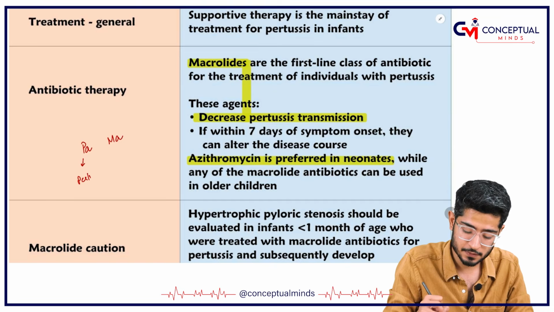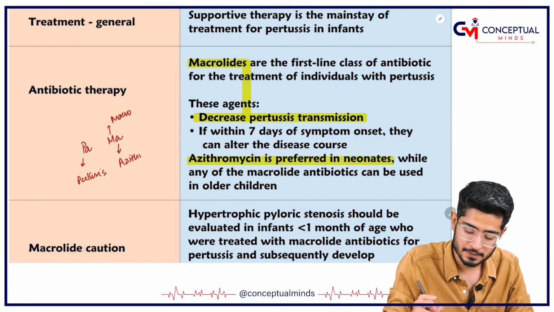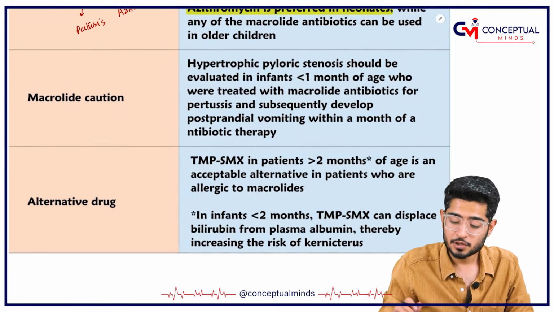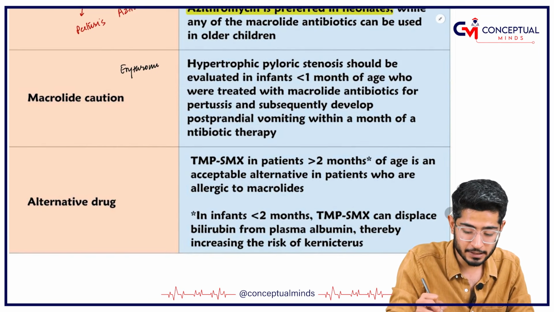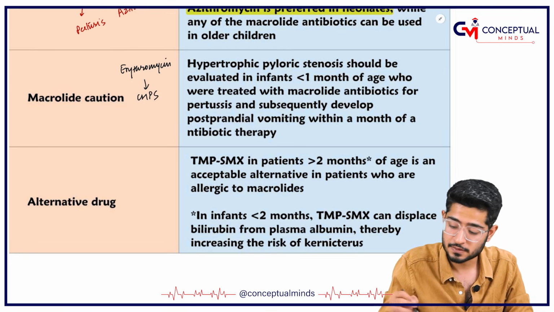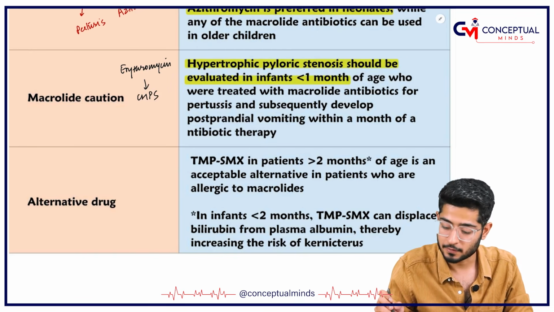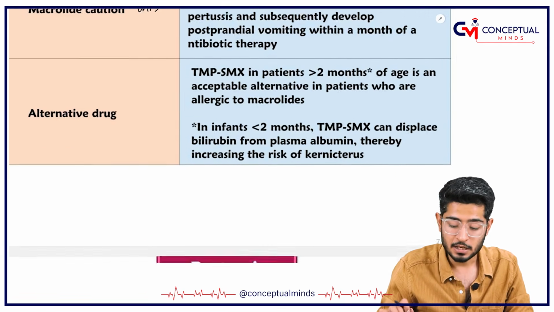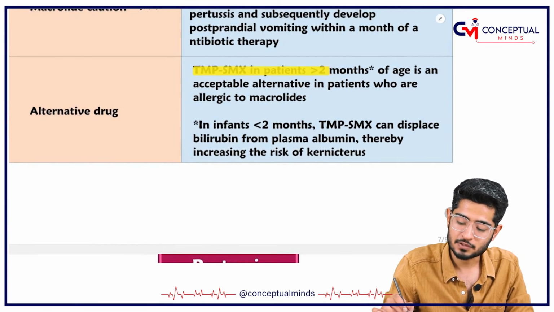So P for pertussis, you can remember from Papa, and M and A: M for macrolides and A for azithromycin, so the mnemonic is MA. Macrolide, please understand, we have discussed in recent videos that erythromycin has a very high risk for developing CHPS, congenital hypertrophic pyloric stenosis. So hypertrophic pyloric stenosis should be evaluated in infants less than 1 month of age, because erythromycin can cause that. The alternative drug is TMP-SMX, that is sulfamethoxazole.